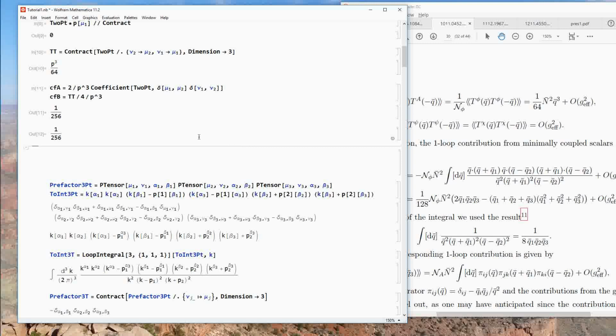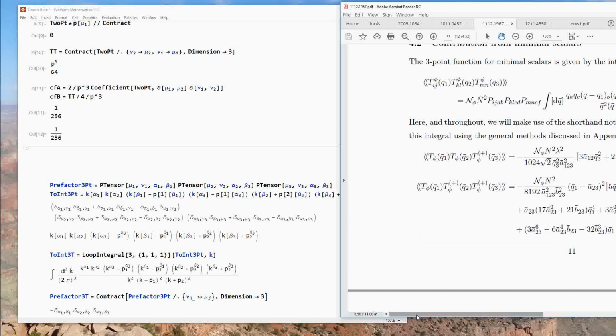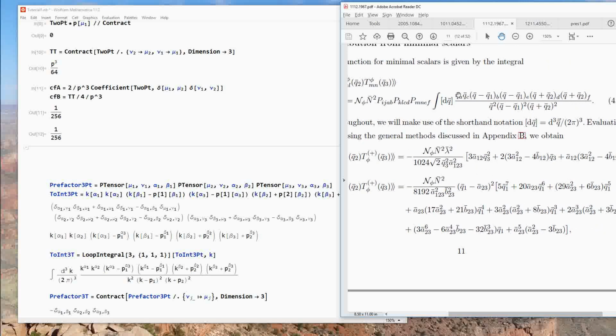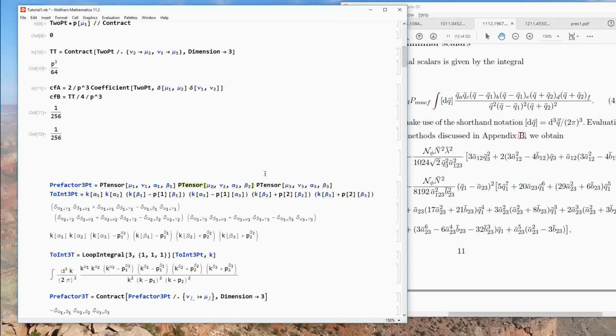Now let's do the 3-point function. So first let's calculate the 3-point function of traces of stress tensor, but let's do the same thing as before. So let's see, this is the integral that we have to do. So the 3-point function is equal to this. So we have these 3 p tensors here, and then this one-loop 3-point integral to do. So the same thing, we have the prefactor here, and this numerator here is just written here. So let's execute.